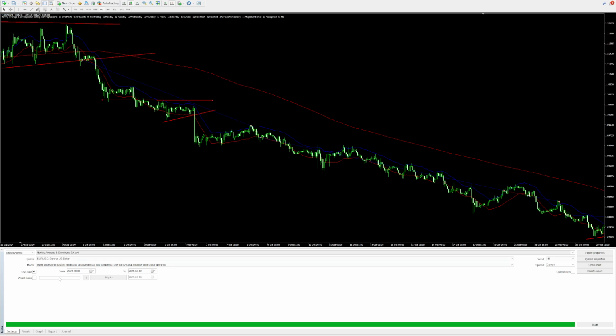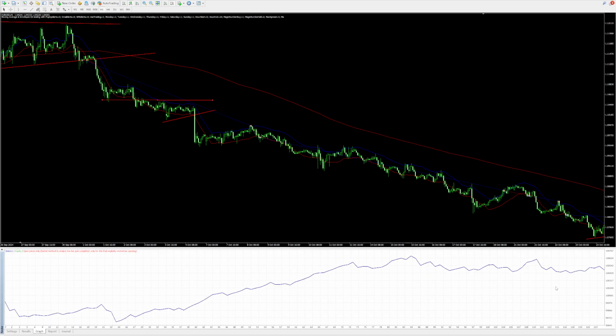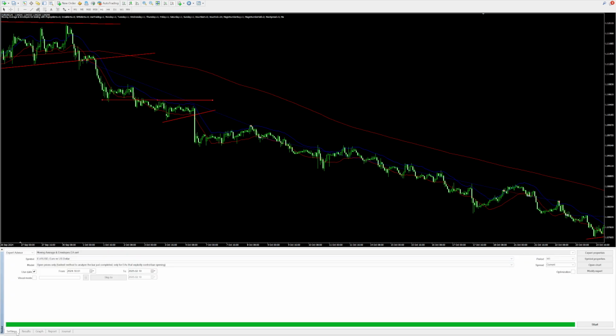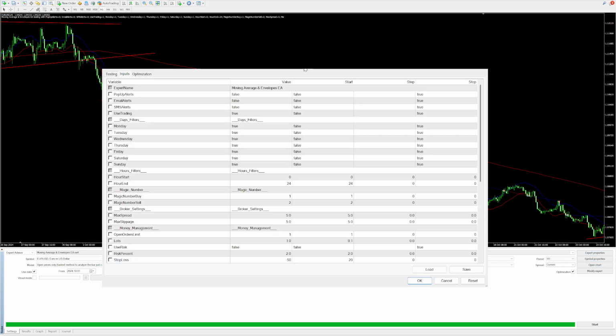Okay, if we go back to the strategy tester, I did run a test here. It's not the worst performance of all. You can optimize the EA as well. Optimization is basically just clicking this button to optimize. What that does, if you go to expert properties, is let you choose the various settings that you want to combine just to see how they perform.